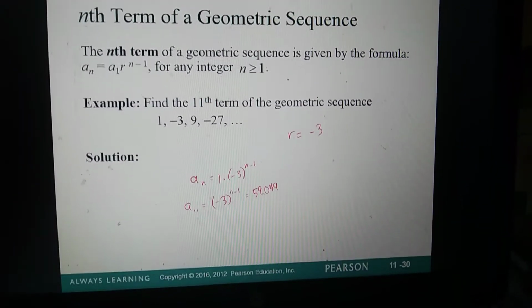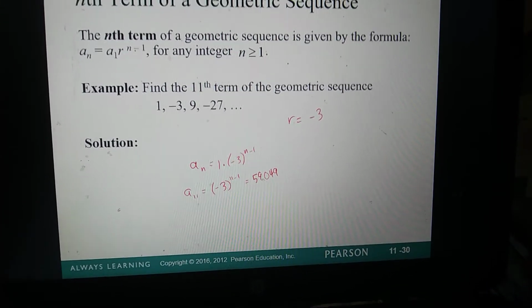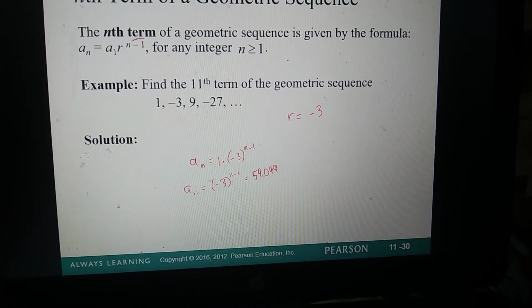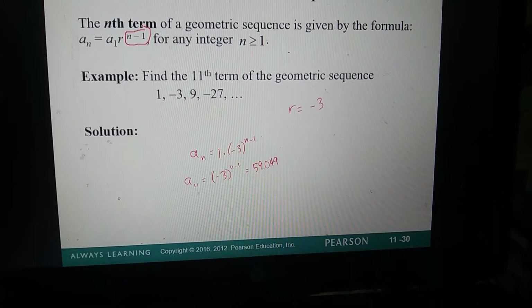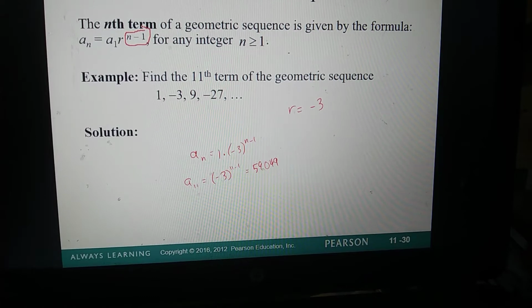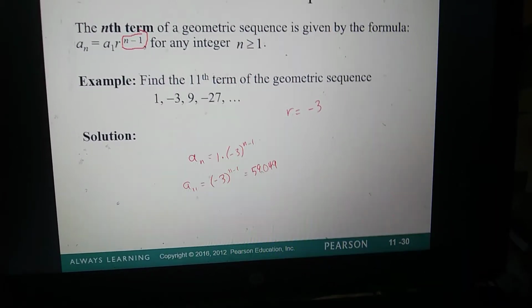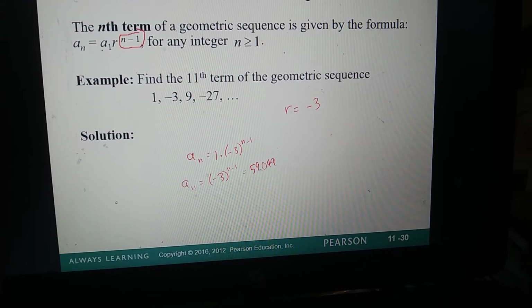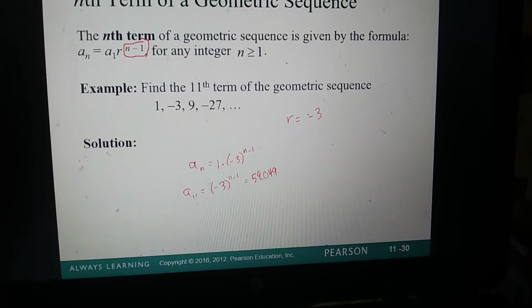So in order to find the nth term, we have this set formula. The big thing to notice is this n minus 1, that is important, because the first term is usually going to be, not 1, but whatever a sub 1 is. So it has to be n minus 1, or else it's not going to show us what that a sub 1 is.